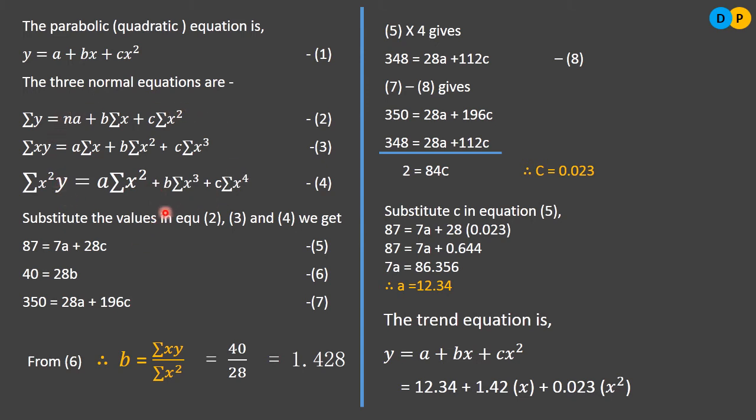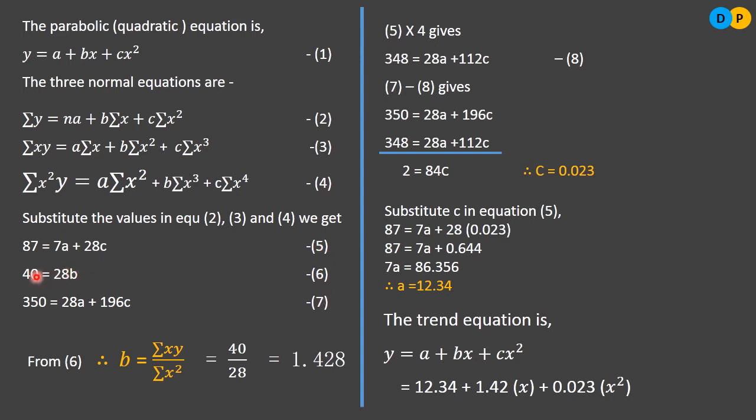After substituting the values, we will be getting these types of equations. Please notice here. The fifth equation: 87 is equal to 7a plus 28c. Similarly, 40 is equal to 28b. You will be considering the new equations by giving them numbers: the fifth equation, sixth equation and seventh equation.